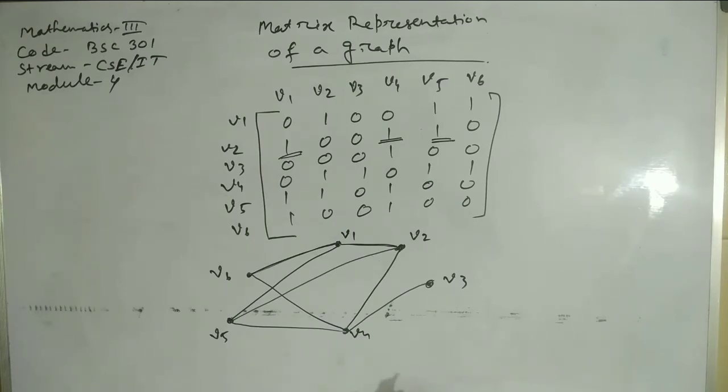So this was all for the adjacency matrix corresponding to a graph and a graph corresponding to an adjacency matrix. But this was for an undirected graph. Now I will tell you, if the graph is directed, then how to write the adjacency matrix, or how to draw a directed graph if the adjacency matrix is given.